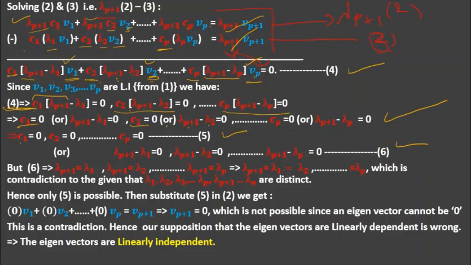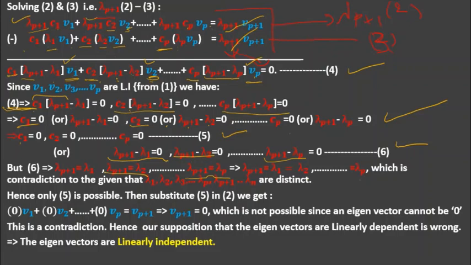But if we look at equation 6, it implies that if lambda p plus 1 minus lambda 1 is equal to 0, then lambda p plus 1 will be equal to lambda 1. Similarly, lambda p plus 1 minus lambda 2 equal to 0 means lambda p plus 1 will be equal to lambda 2, and so on. When lambda p plus 1 minus lambda p is equal to 0, then lambda p plus 1 is equal to lambda p, which implies lambda p plus 1 is equal to lambda 1 is equal to lambda 2 and so on, which is equal to lambda p.